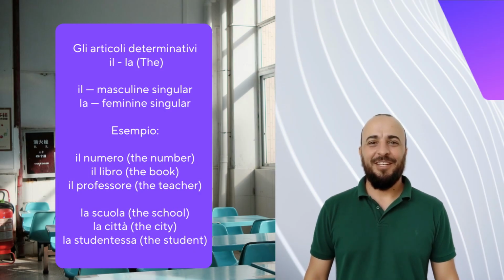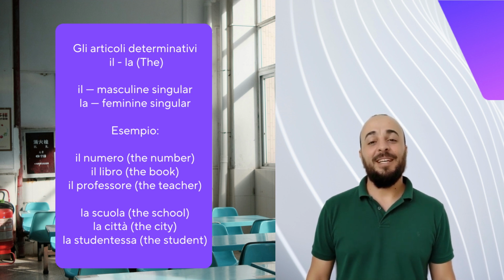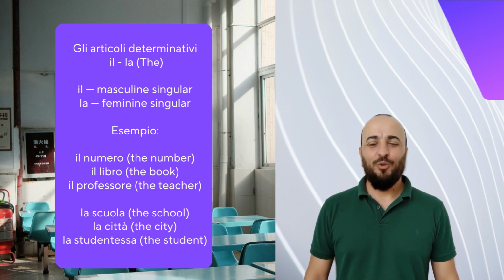Vediamo gli articoli determinativi. In Italian, nouns almost always need an article. Articles are small words like the in English, but in Italian they give us important information. They tell us if a noun is masculine or feminine, if it is singular or plural. In Unit 1, we focus only on the singular articles: il, masculine singular, la, feminine singular. These articles usually mean the.